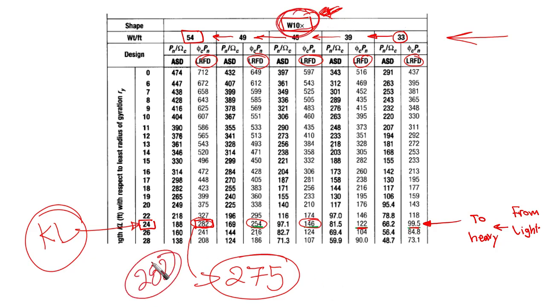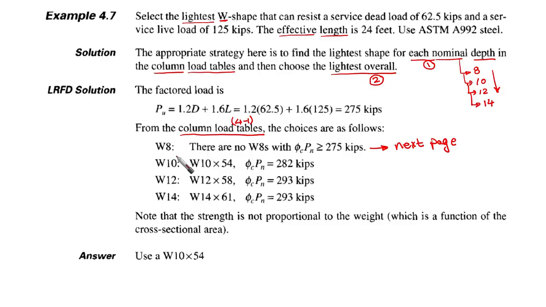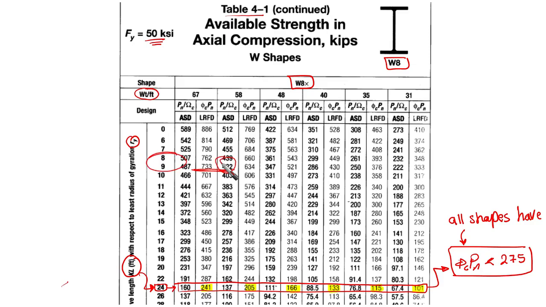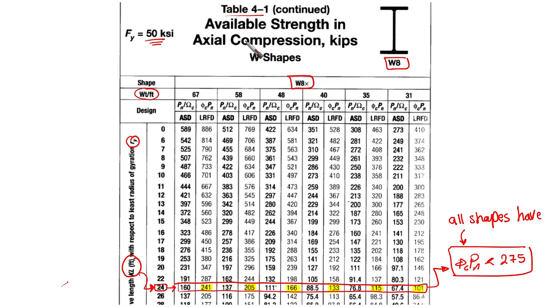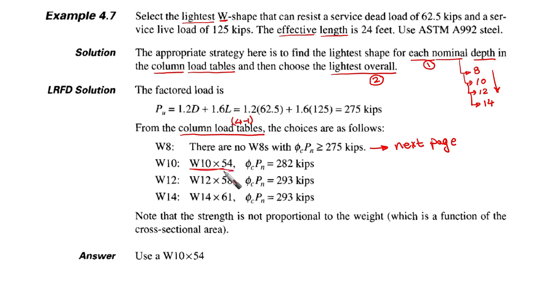Let's record it in our example. For W10 by 54, this is the weight. Go back here. It is 54. W10 by 54 is going to be our section, and phi c Pn for it, the available strength, is going to be 282. Now we said W8 is not working, this is okay.